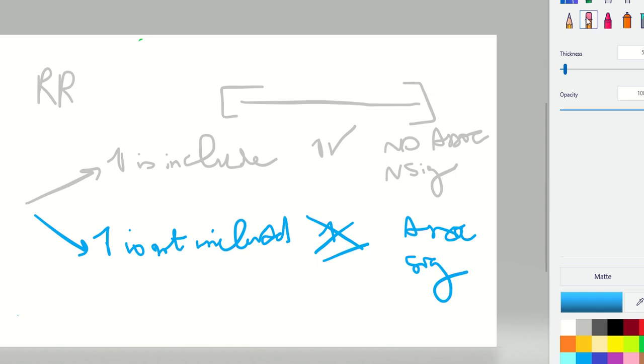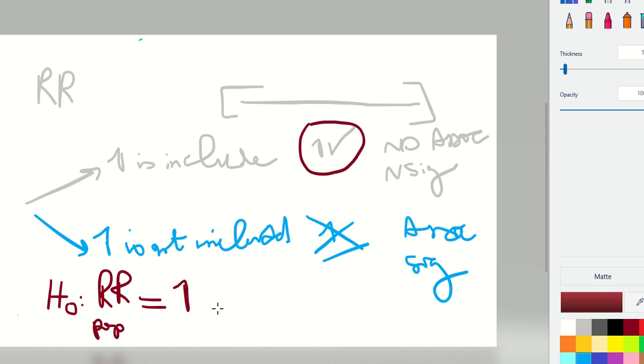By the way, in this instance, in the relative risk, the null hypothesis states that there is no relationship between the exposure and the outcome, and therefore the null hypothesis says that the relative risk, the real one in the population, is equal to 1. Okay? The relative risk is equal to 1. And therefore, if 1 is a possible value, you fail to reject the null hypothesis.